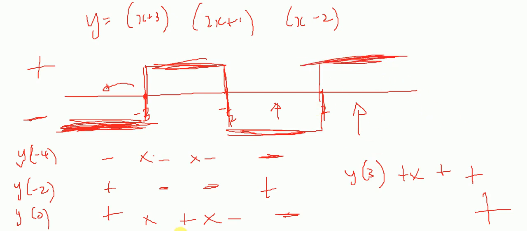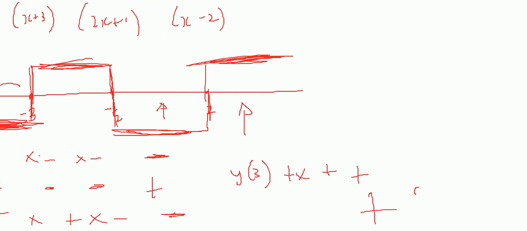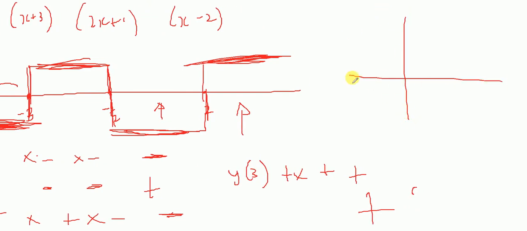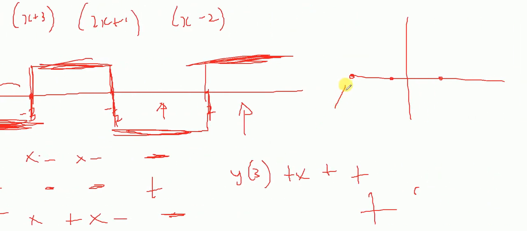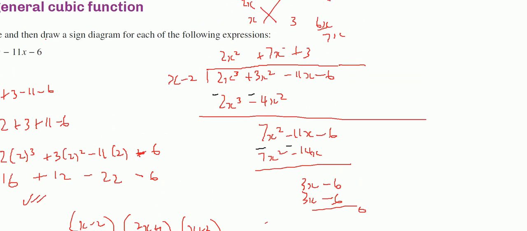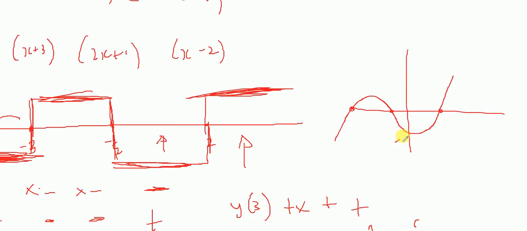And if I needed to sketch it, but the question didn't ask to sketch it, I know that I have negative 3 and negative a half and 2. We start below, above, below, above, and I know my y-intercept is negative 6, and that's the graph.